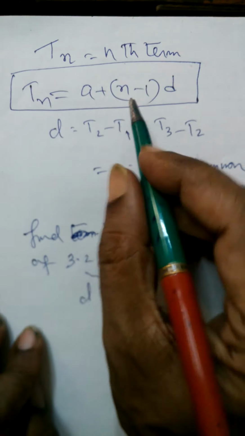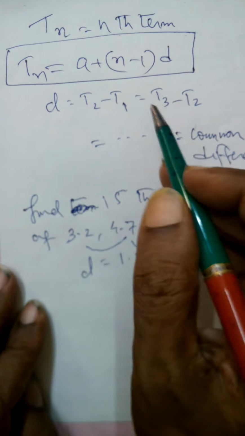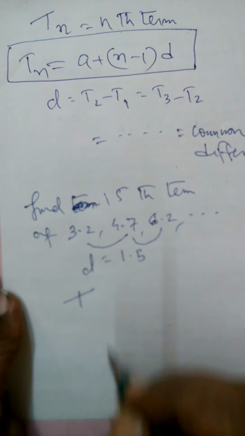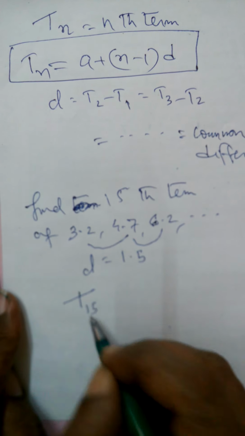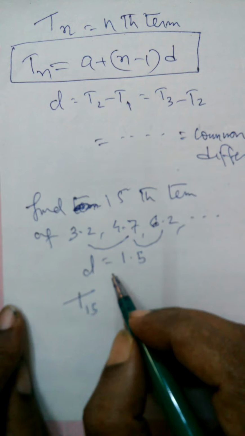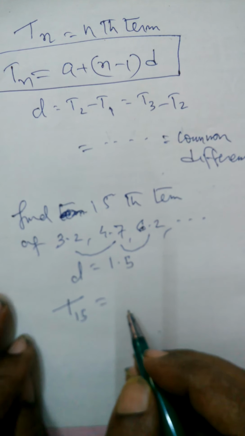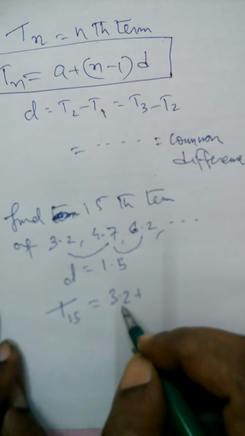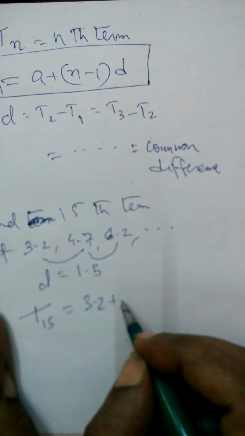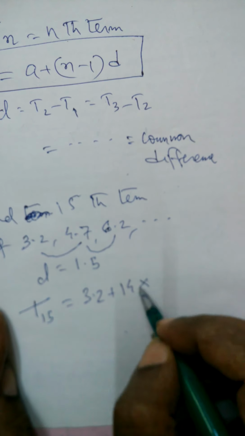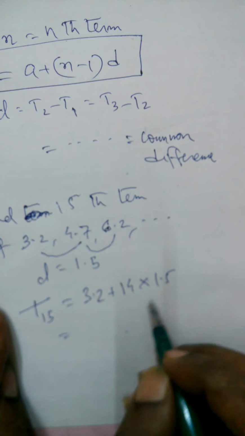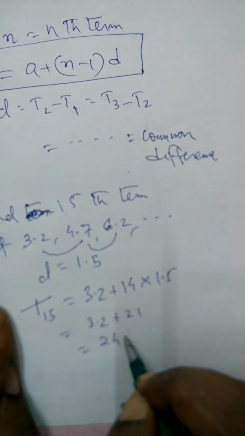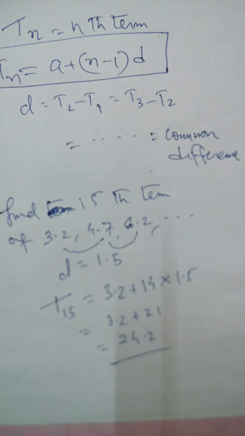Now looking at the formula, a is the first term which is 3.2. n means which term we are asking? I am asking the 15th term. So your answer will be the 15th term. We can write T15 according to this notation will be equal to a plus n minus 1 into d, that is 3.2 plus 15 minus 1, 14 into 1.5. So 14 into 1.5 is 21. 3.2 plus 21 gives you 24.2. That's the answer of the 15th term.